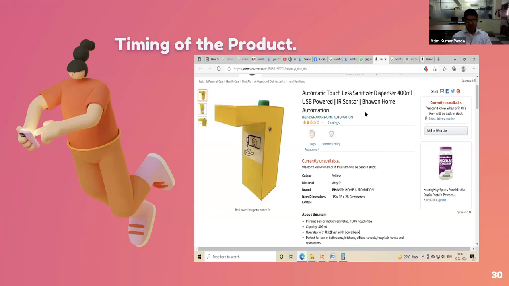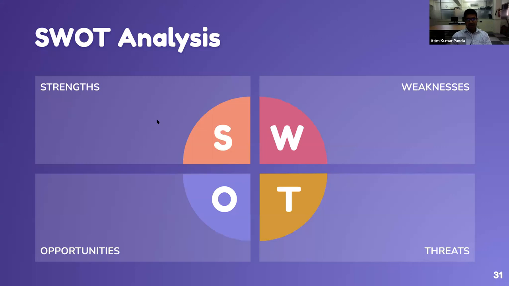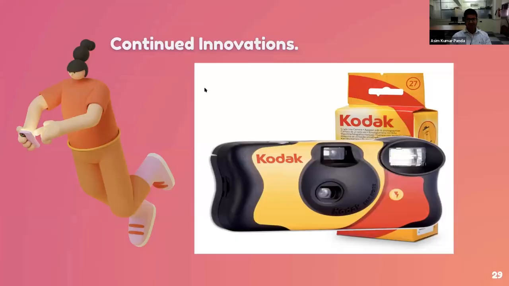Now, normally nobody will purchase a pulse oximeter with a cost of more than 1500. But during those days, there was a scarcity of pulse oximeters, right? Phobia. And we all wanted a pulse oximeter. If you go back to the COVID-19 second wave, right? So timing of the product is very important when you are launching your product. Now I will go back to some of the previous slides.